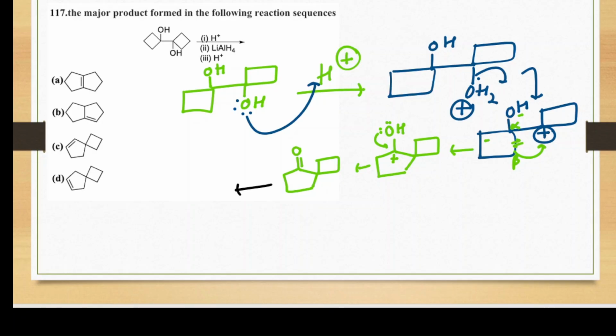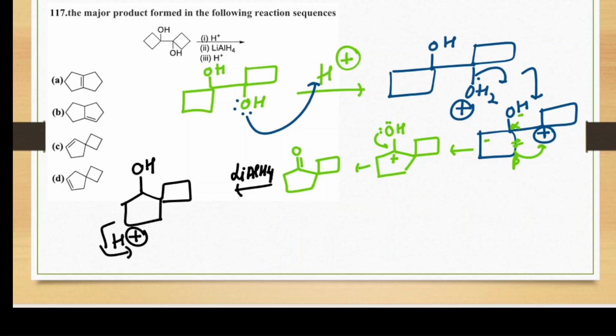Next is the treatment with lithium aluminium hydride, which is my reducing agent. It is going to convert the ketone to the secondary alcohol. So we will get this species. Here now the OH group will be formed over here. Right, in the next step again they have treated this with the acidic medium.